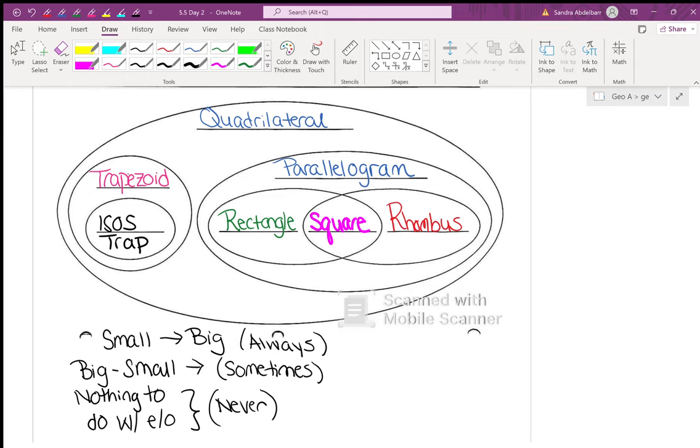Big to small within. Big to small sometimes. Good. A rhombus is a square sometimes. A square is a rhombus.